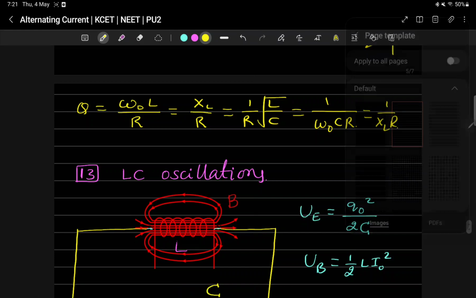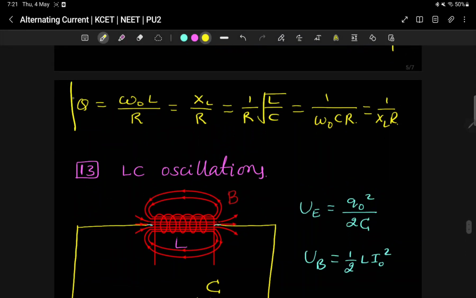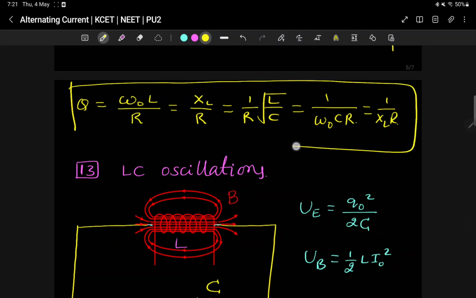And then for quality factor we have different formulae. Here I have written many formulae for quality factor. Q is equal to omega naught L divided by XC. What is omega L? Isn't it XL, inductive reactance, divided by R?